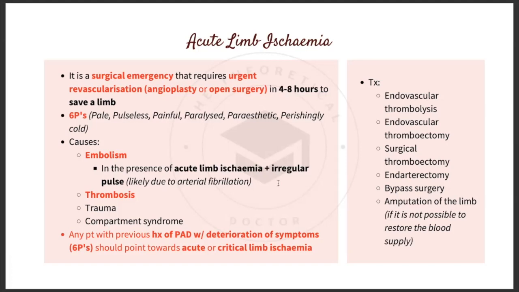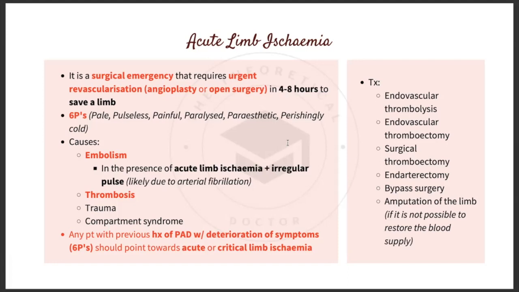And in the case where there is acute limb ischemia as well as an irregular pulse, it's likely due to atrial fibrillation. Sometimes trauma and compartment syndrome can contribute to acute limb ischemia. Any patient with a previous history of peripheral arterial disease with deterioration of symptoms, meaning the presence of the 6 P's, as I mentioned over here, should point towards acute or critical limb ischemia. Hence, when you take the patient's history, it's important to know, has this happened before? Have they been admitted before? Actually, do they have any long-standing PAD?